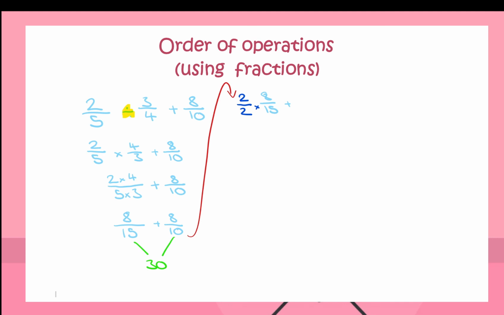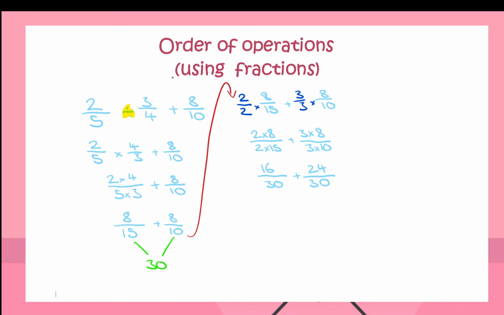So 2 over 2 times 8 over 15 plus 3 over 3 times 8 over 10. Now when we go through and do our addition, when we simplify now, we'll have the same base denominator. So 2 times 8 over 2 times 15 plus 3 times 8 over 3 times 10. So now we simplify. So 2 times 8 is 16 over 2 times 15 is 30 plus 3 times 8 is 24 over 3 times 10 is 30.